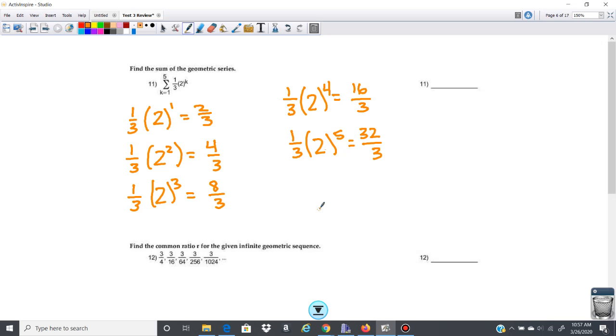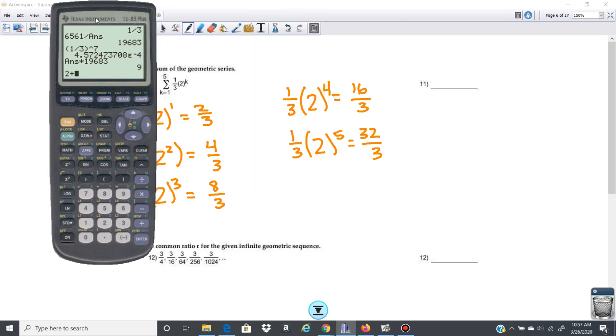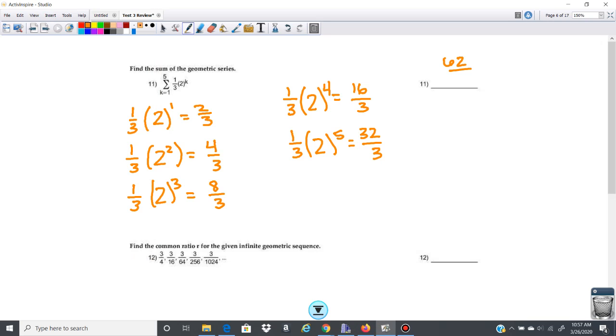Okay, so what we want to do here is add these together. Since they all have a common denominator, you're just adding the numerators. So 2 plus 4 plus 8 plus 16 plus 32. So 62 over 3. That's all I've got to do for that one.